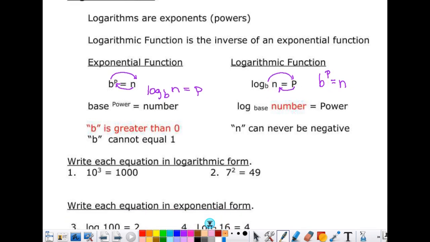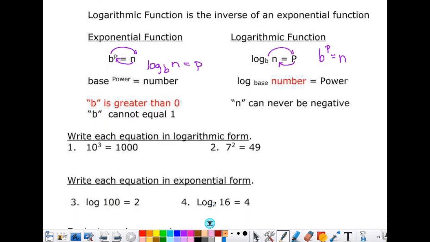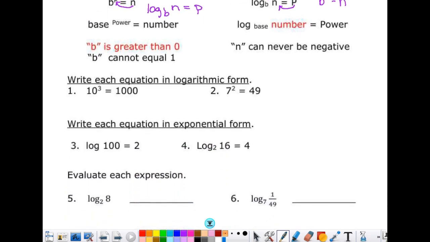So here are some hints too. N can't be negative. So it can't be a negative number there or there. B is greater than 0 and B cannot be equal to 1. And I'm going to clarify that a little bit with some of my teacher friends. So they give us some more practice changing logs to exponents and exponents to logs. So let's practice that again since it's been a whole week since we've done that.